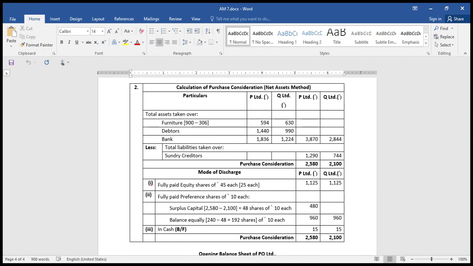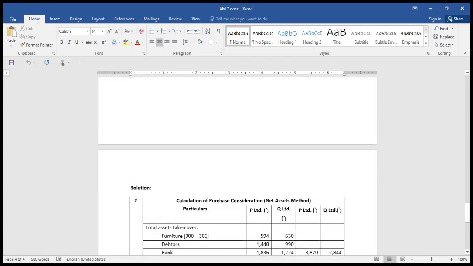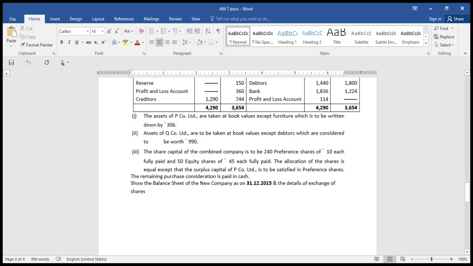Okay, so now we will make the settlement. First, there is no confusion. They issued 50 equity shares. Look at the third adjustment. The share capital of the combined company is to be 240 preference shares.